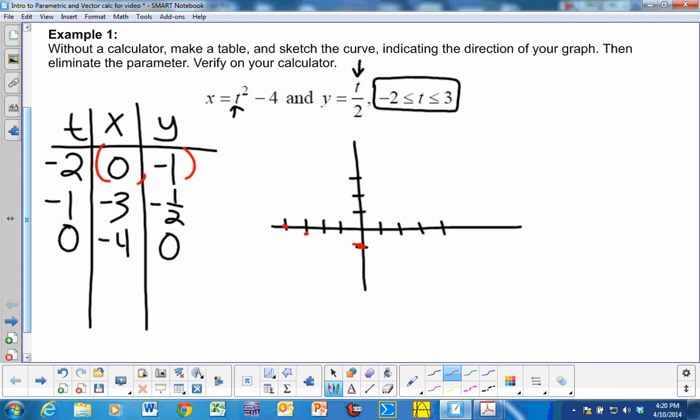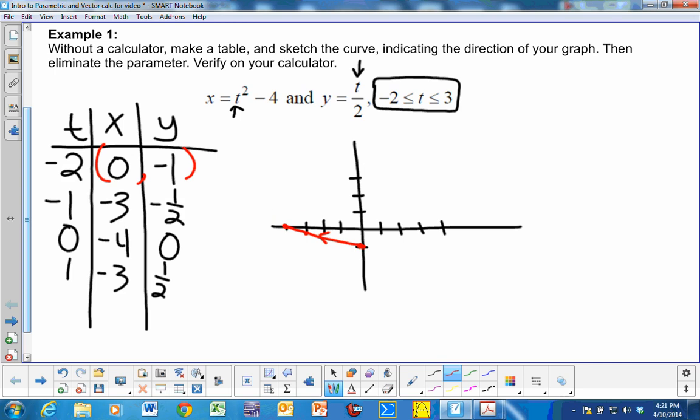So we're going to connect these with a curve. And then I'm also going to add an arrow because I have a direction there. So I'm going that direction because that's the order that it goes when time goes from -2 to 3. So let's do another point. So if time is, or t is 1, which we can think of as time, it doesn't have to be time, but we're going to get negative 3 and positive 1/2. So we'll go over here and plot that. Negative 3, positive 1/2 is right there. So we're going to come around here.